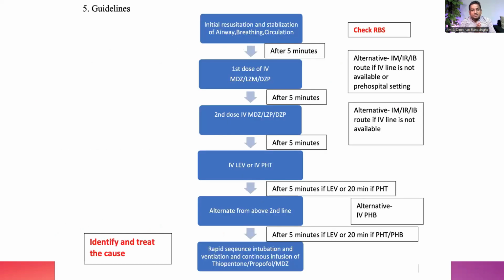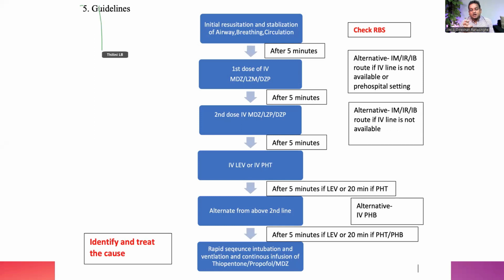Now, this is my guideline, or this is something that I have devised. So this is not anybody's guideline, or something put out by any body as such. This is from available evidence that I have used to ease my management. So during the first initial phase, the first 5 minutes, you do the stabilization of the airway, breathing, circulation. You look at the reversible causes.